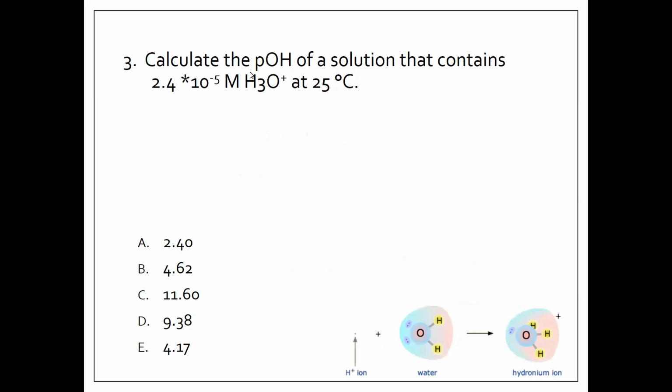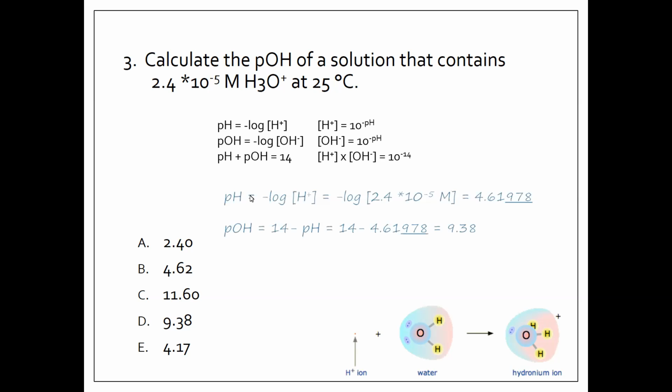Now in 3, we're calculating the pOH, and this time we're given the hydronium concentration, so the H+ concentration. Since I'm given the H+ concentration, I can find the pH, and then pH plus pOH equals 14. So this is how I'm going to find that pOH. pH is the negative log of the H+, so I plug that in. I'm getting a pH of 4.62. And so 14 minus that 4.62 gives me a pOH of 9.38. This is how I'm finding the answer for number 3.